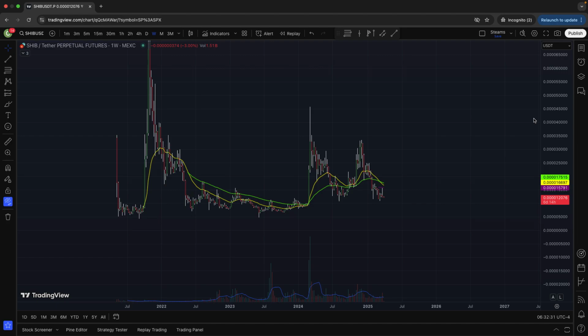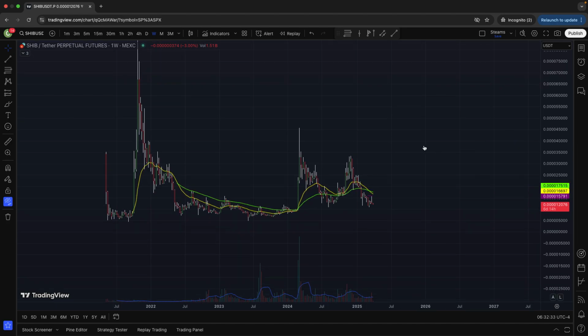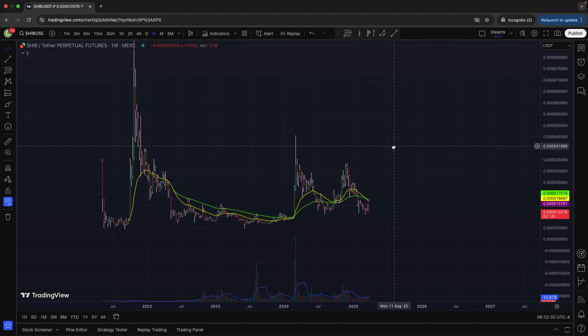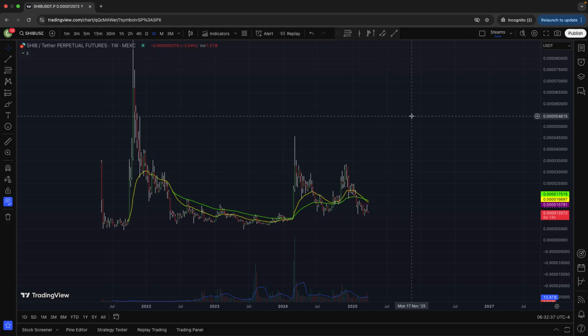We are doing a new altcoin video today. One that I'm pretty sure we've done, and I just don't have the chart, so I'm going to redo the chart this time. It is Shiba Inu. It's a meme coin. SHIB is the ticker symbol. Here it is on the weekly.